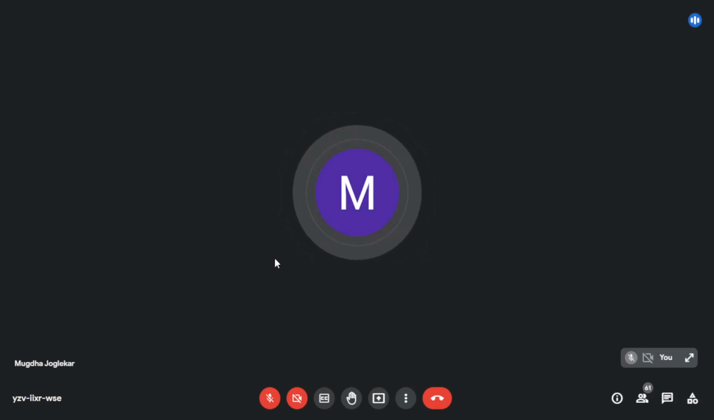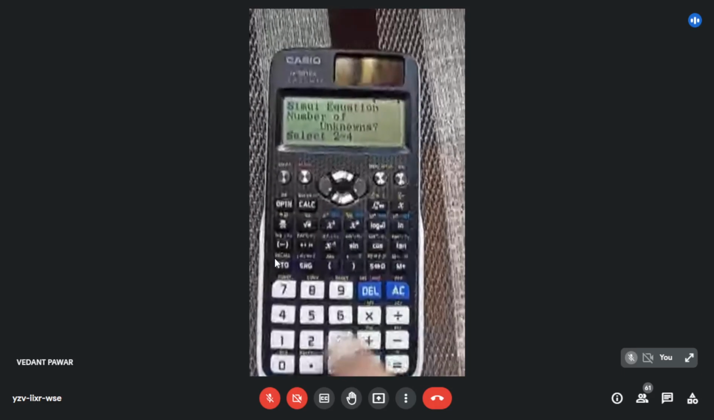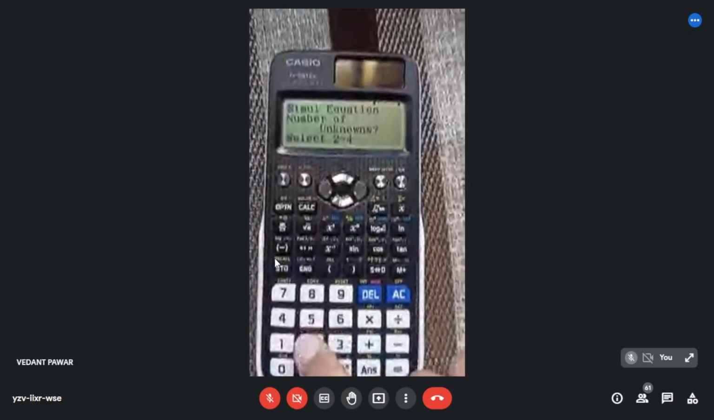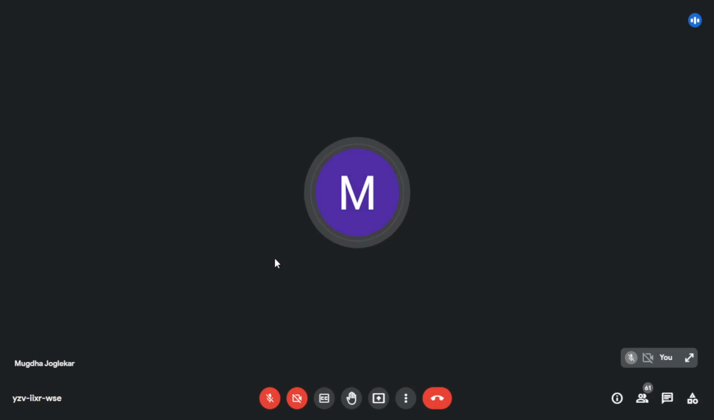If it is 10 I1 plus 20 I2 is equal to 30, that means two unknowns, right? According to the number of unknowns, you have to press 1, 2, 3 or 4. Then we'll press 2 here. And then what will you get? You will get a matrix form, yes, matrix form.